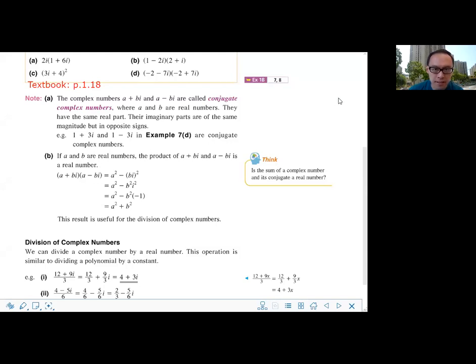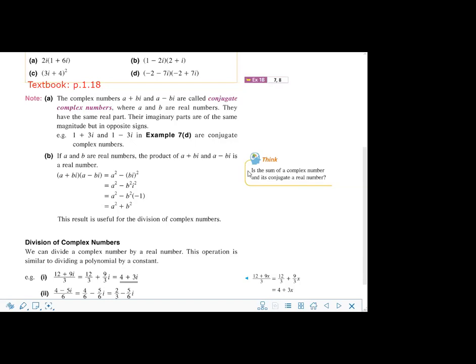Okay, let's start our lesson. So last Friday, we were talking about the arithmetic operations among the complex numbers. We have learned and done some exercises on adding complex numbers, subtracting complex numbers, and multiplying complex numbers. Today we are going to learn some techniques of finding the division of complex numbers.